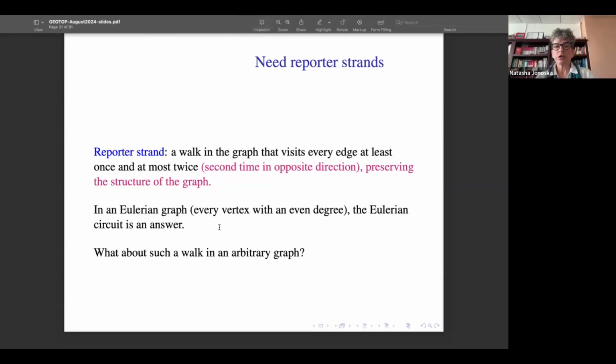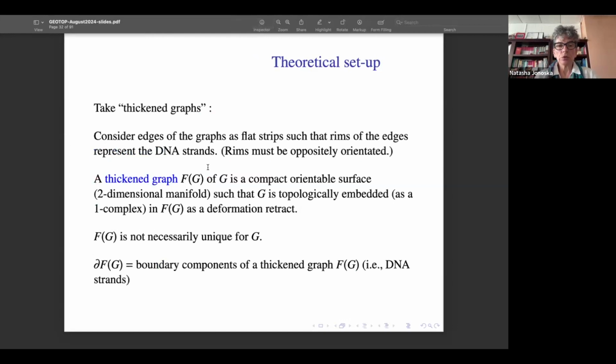So if I have an Eulerian graph, then the Eulerian circuit would actually give me the answer. But if I don't have an Eulerian graph, then things become a bit more complicated. So the way we proved this, we considered this problem, was we took the thickened graph. So we are going to take every edge of the graph as a flat strip. And every rim of this strip will be, say, a DNA strand, but they will be oriented in the opposite direction.